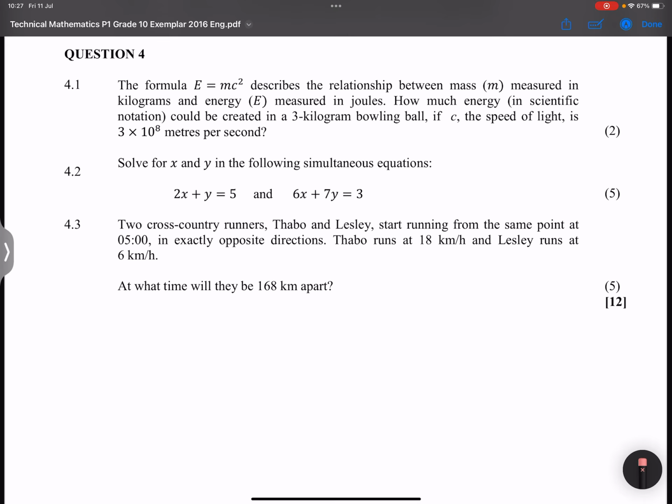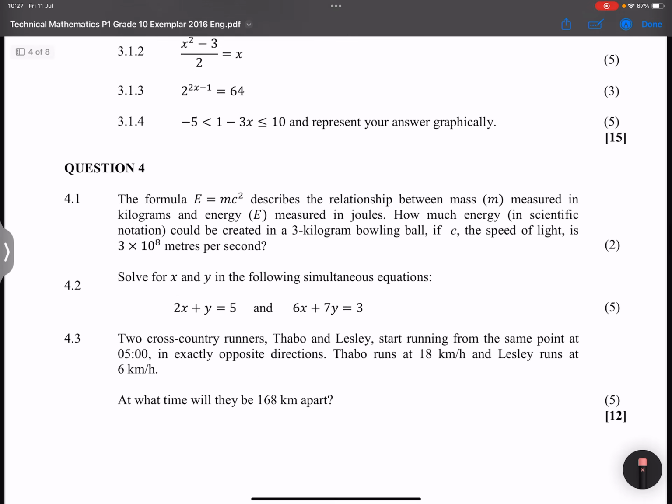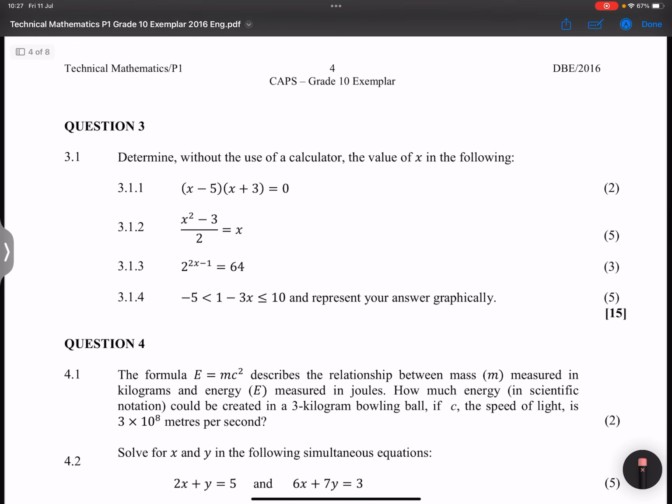Right, so today we are looking at question 4 from that technical maths exemplar. So we did question 3 the last time.